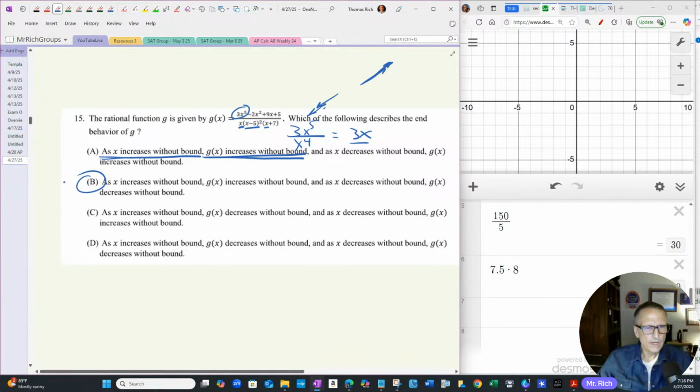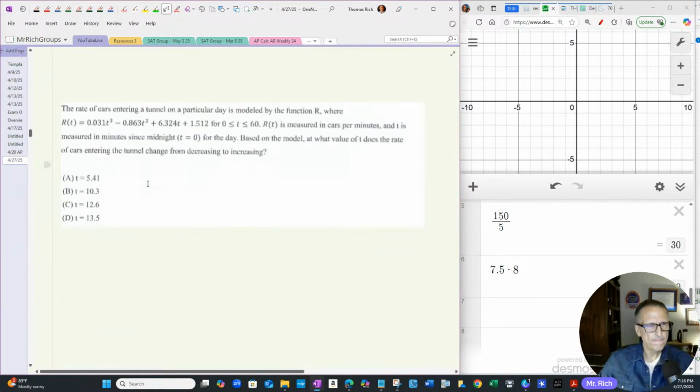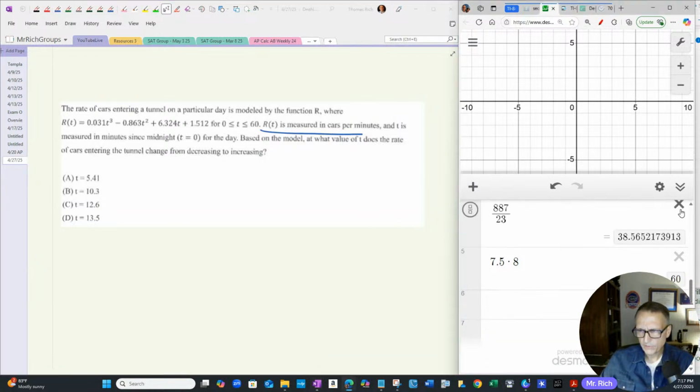Okay, let's keep it going. Now this one is going to be our first calculator active problem. The rate of cars entering a tunnel on a particular day is modeled by the function r, where r of t is measured in cars per minute, and t is measured in minutes since midnight. Based on the model, at what value of t does the rate of cars entering the tunnel change from decreasing to increasing? So this is going to be a very straightforward problem.